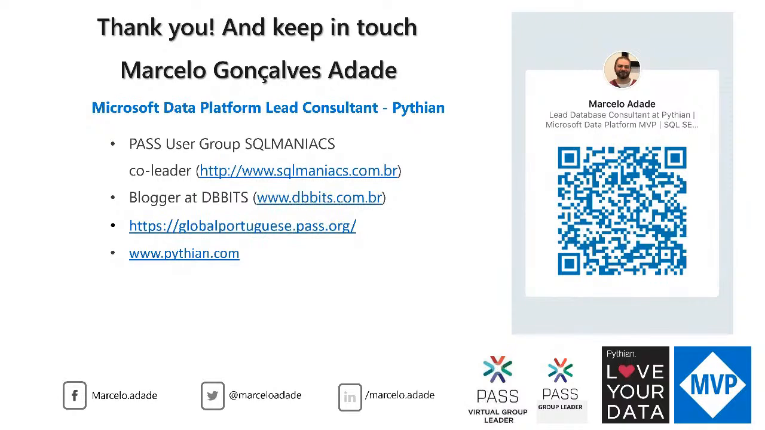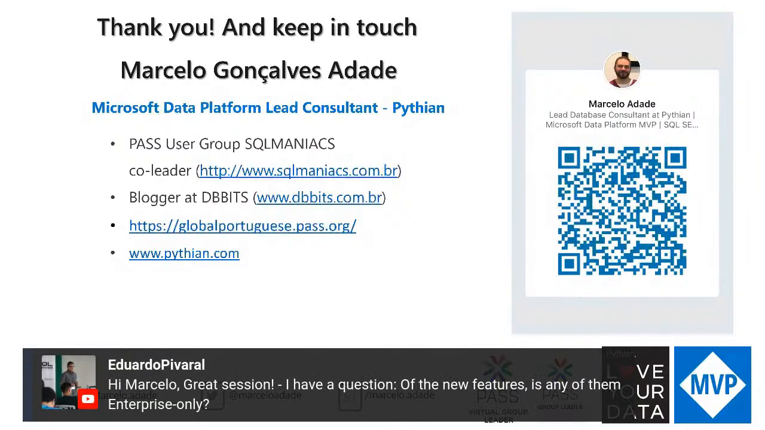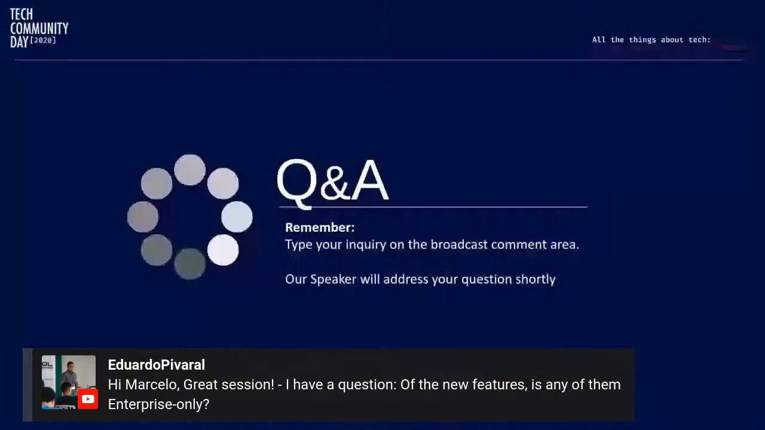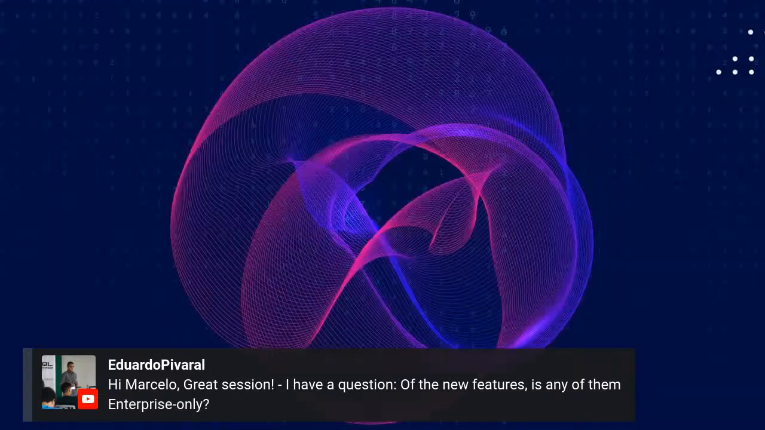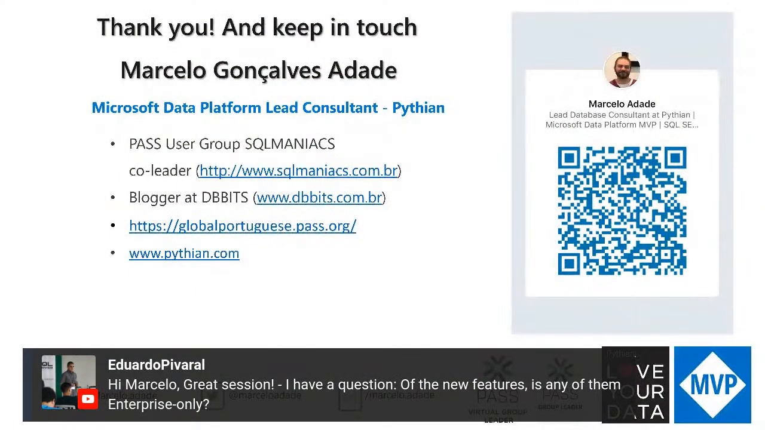Eduardo's question is, of the new features, is any of them enterprise only? Yeah, at least the TempDB metadata feature is enterprise only, and ADR, accelerated database recovery, is enterprise only. But hey, TDE is now standard, so that's good, right?